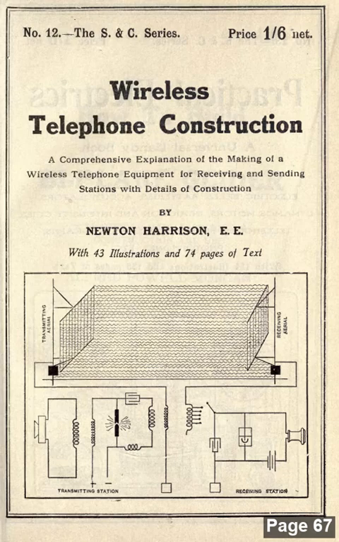No. 12. The S and C Series, price 1/6 net. Wireless Telephone Construction, a comprehensive explanation of making wireless telephone equipment for receiving and sending stations, with details of construction, by Newton Harrison, E.E., with 43 illustrations and 74 pages of text. Transmitting station, receiving station.